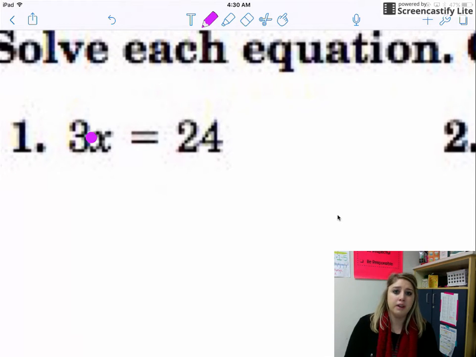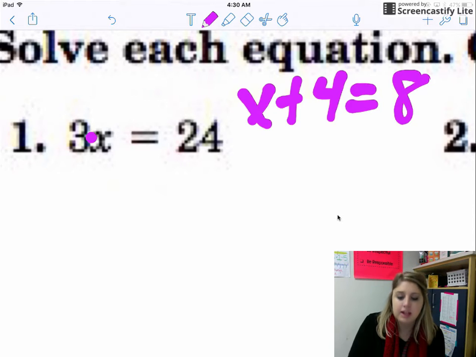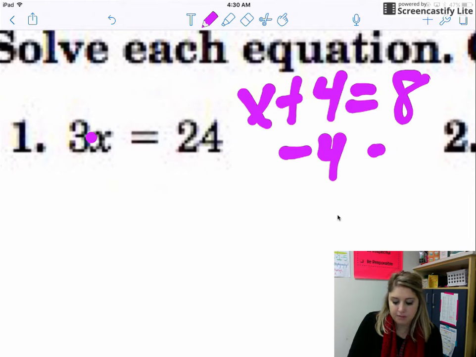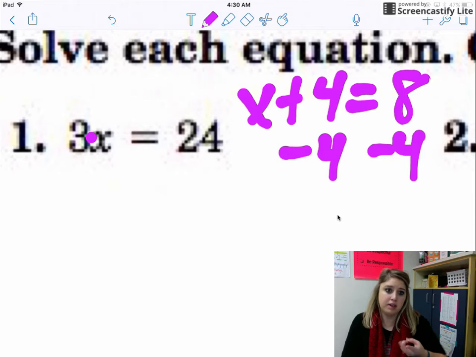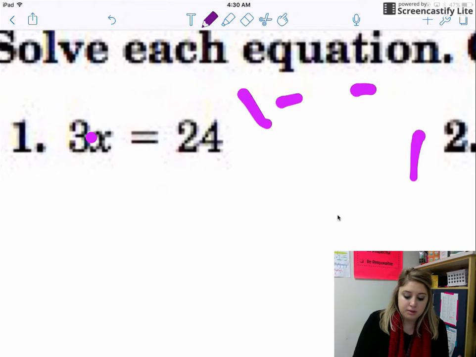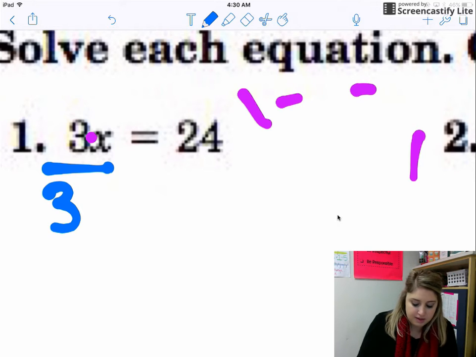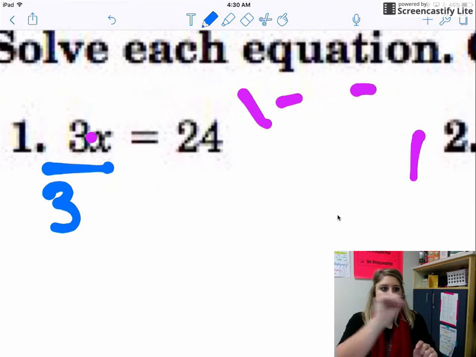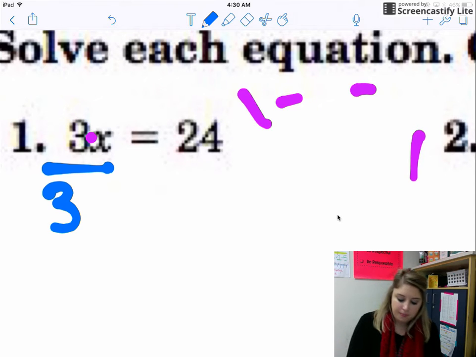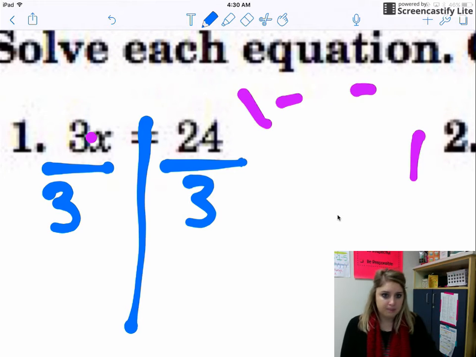So when I'm solving an equation, I'm undoing the operation. I'm doing the opposite. When it was like x plus 4 equals 8, I subtracted 4 from both sides. I did the opposite operation. So when it says 3 times x, I'm still going to do the opposite operation. I'm going to do the opposite of multiply, which is divide by 3. And I'm going to write it like this. Divide, like a fraction symbol, by 3. Draw my line down the middle. And then I'm going to divide by 3 on this side as well.